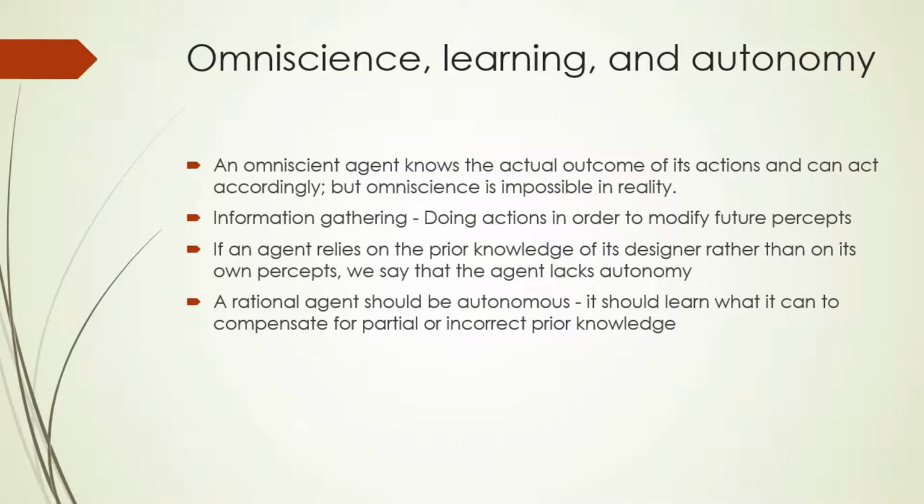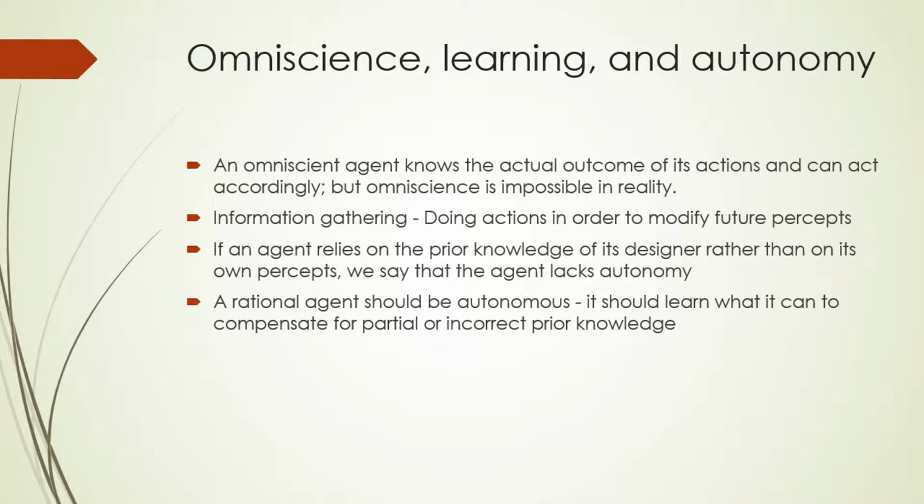So there are other things that are very important we need to look at, like information gathering. In this case, we are doing actions in order to modify. The agent will be doing actions in order to modify its future percepts. So it's like improving how it will behave in the future.